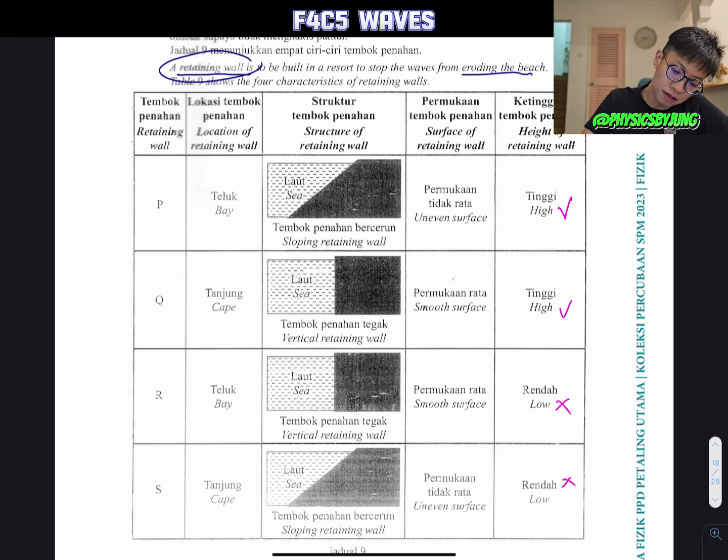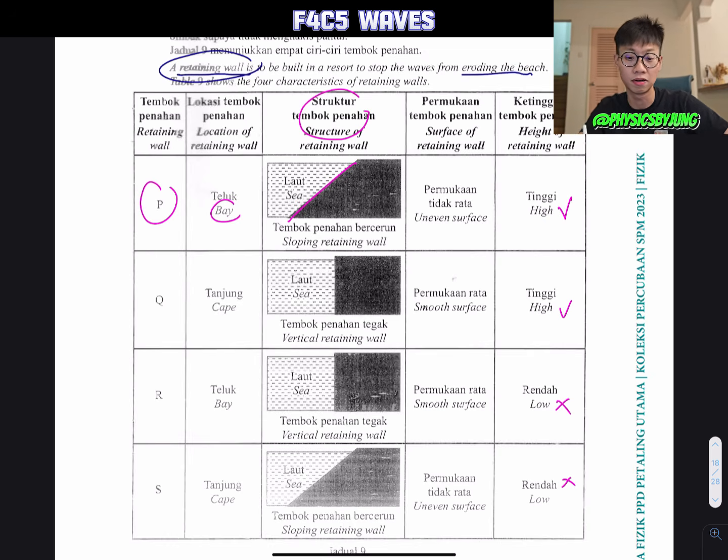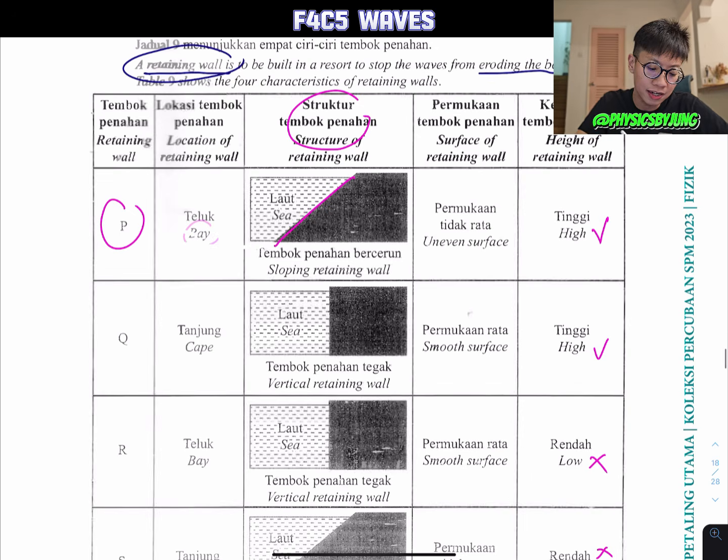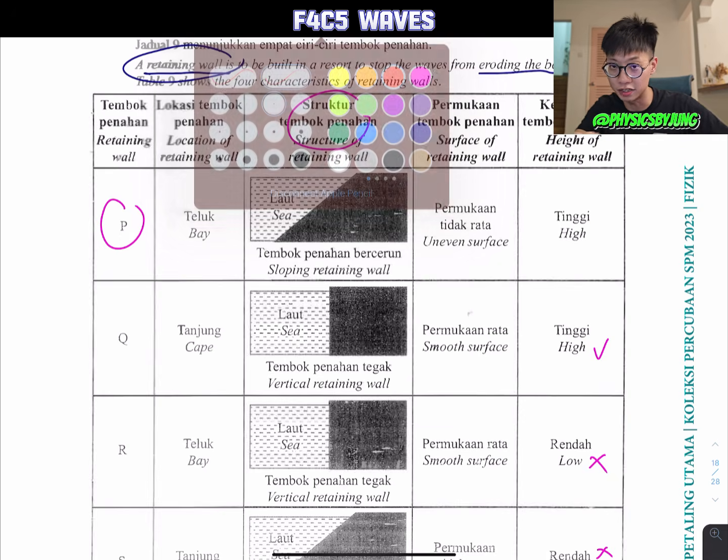So then after that, what's next? Structure. So obviously, I want it to be slanted like this, right? Correct? Or maybe I want it to be at the bay, right? Correct. So obviously my answer will be at P. Alright. So how are we going to explain this thing? Now this is quite interesting.